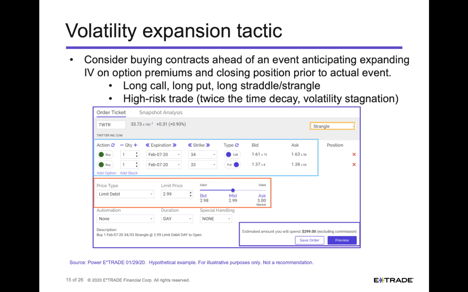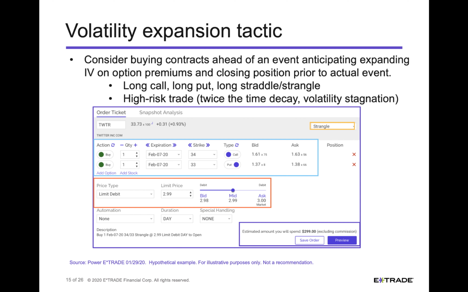Now, a thing to keep in mind, this is a high-risk trade because you are buying into this with twice the time decay. And what if you have volatility stagnation? What if the volatility has already been factored in so it just stagnates instead of expanding as we get closer and closer? So this is sort of an institutional trade. This is the kind of thing that pros would attempt to do in trying to make a little bit of money on this trade.